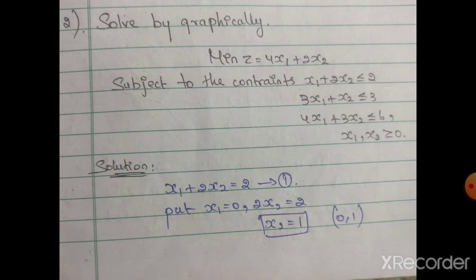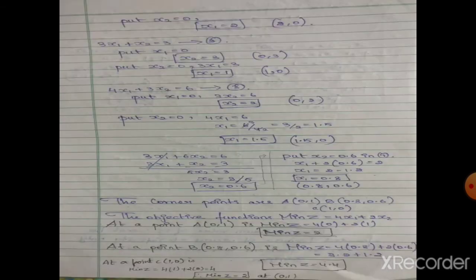First you have to change the first constraint to equal form. x1 plus 2x2 is equal to 2. Put x1 is equal to 0, so 2x2 is equal to 2, so the x2 value will be 1. So 0, 1. The next point you find by substituting x2 is equal to 0, so 2, 0 is the other point. Similarly, using the second and third constraints, we find the points 0, 3 and 1, 0; 0, 2 and 1.5, 0. Using these 6 points, you have to find the feasible region.